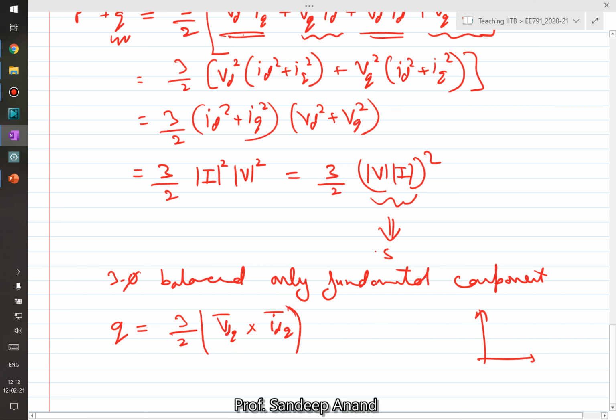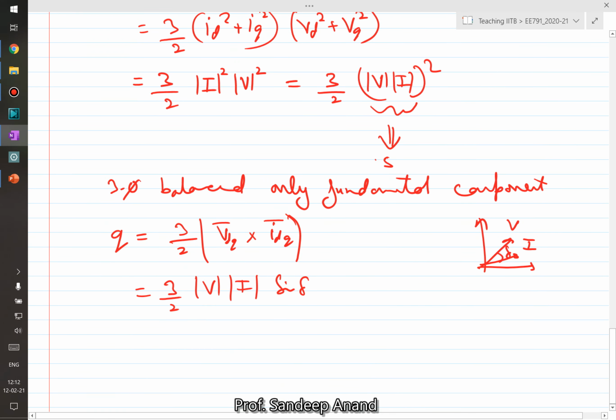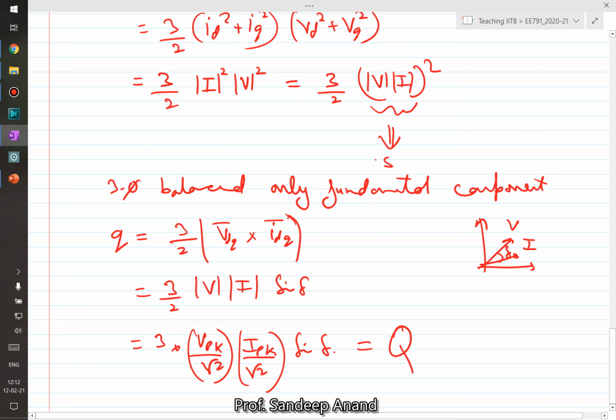If you see the frame, this is, let's say, V, this is I, and this is delta. You can write this as 3 by 2 times magnitude of V, magnitude of I vector multiplied by sine of delta. And this can be written as 3 times, this magnitude of V is V peak, so V peak upon root 2, I peak upon root 2 into sine of delta. So you see it does match with the conventional definition of reactive power, which is 3 times Vrms Irms into sine of delta, where V peak is the phase voltage. Alright, so far so good.